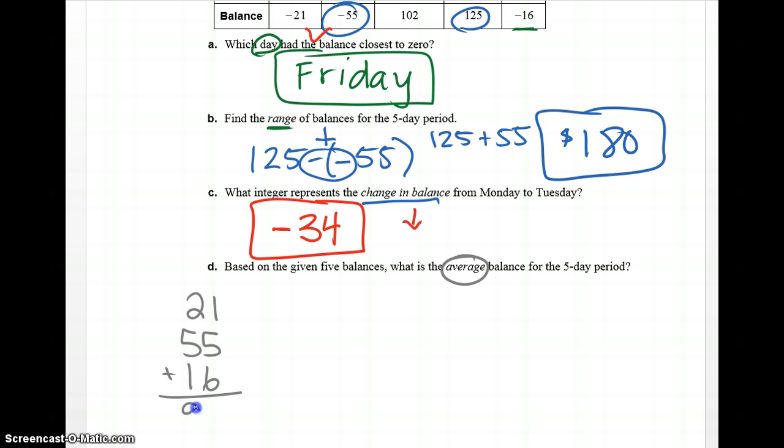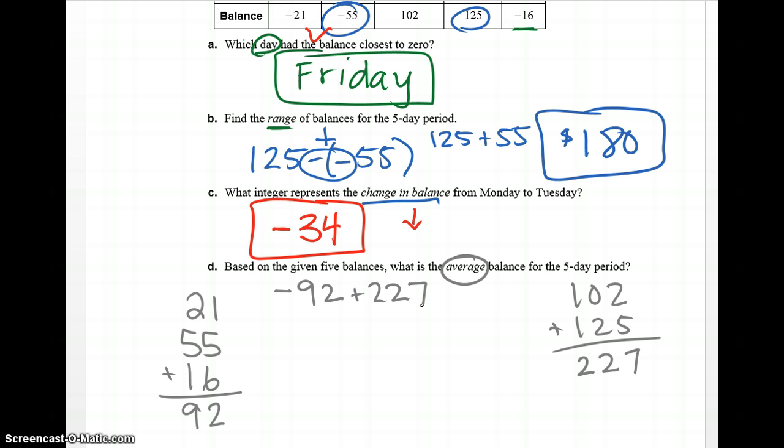And I'm going to get 92. But I need to remember it's negative 92. And then I'm going to combine all my positives, which is a little bit easier. 102, 125, I'm going to add those together and get 227. Now I have negative 92 plus 227. When I simplify that expression, I know my answer should be positive. I have more positives than negatives. In this case, it will be 135.